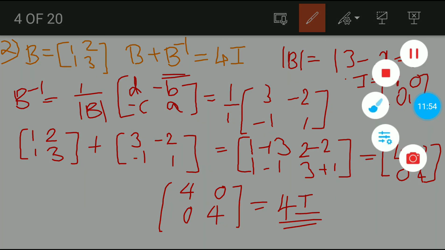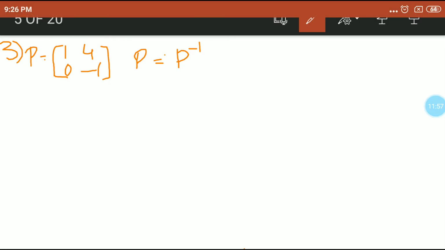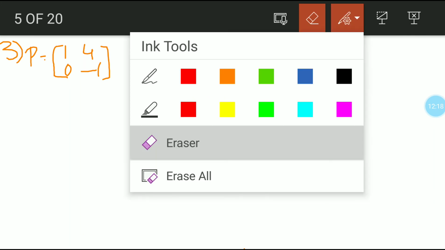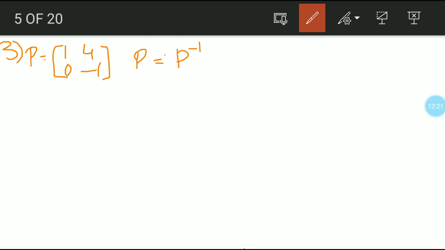Now we will see the third question. They gave us one matrix, P equal to the matrix 1 4 0 minus 1. We have to show that P is equal to its own inverse. That's why I wrote P equal to P inverse, directly, so that you can understand it. Now how to solve this? The question is based on the inverse, so we will find the inverse first. P inverse, what is the formula?